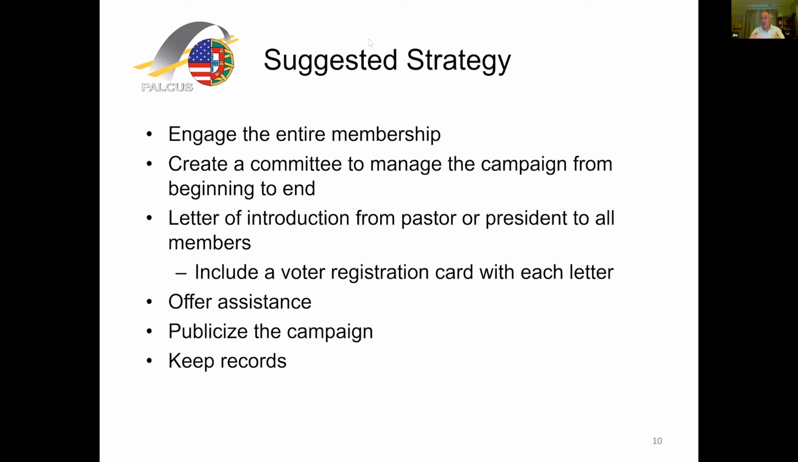Again, vetting, making sure all the forms are filled out correctly. Publicizing the campaign. We want to make sure that this doesn't happen in a vacuum. We want the political system, the political establishment, to understand what's going on. You want people to love you, but you also want people to fear you. Those are two mutually complementary situations. And the last thing is to keep records, if possible.